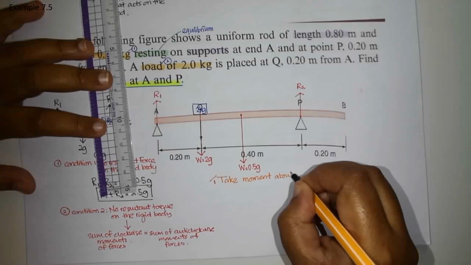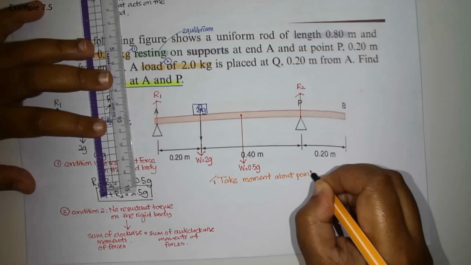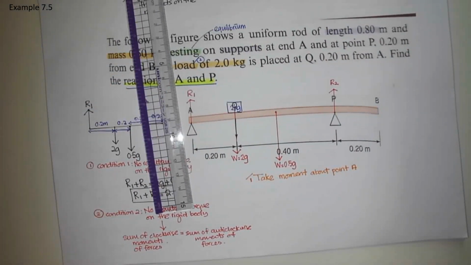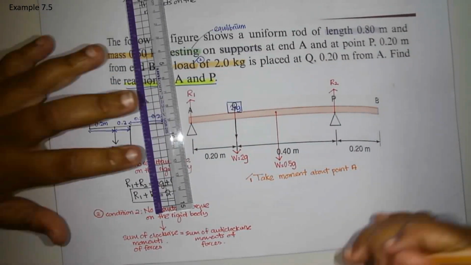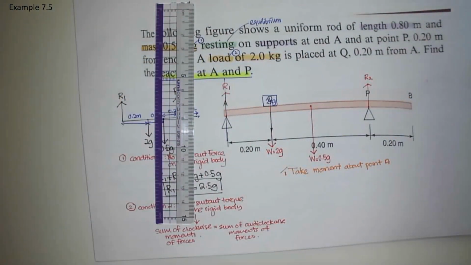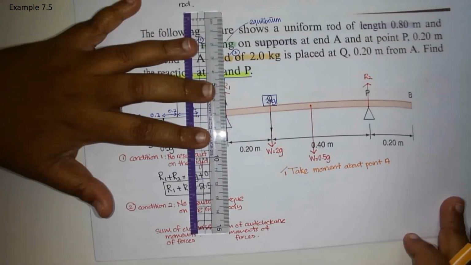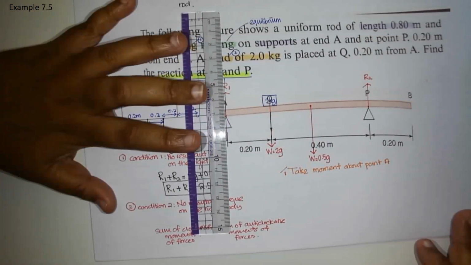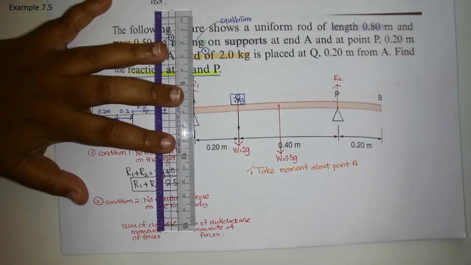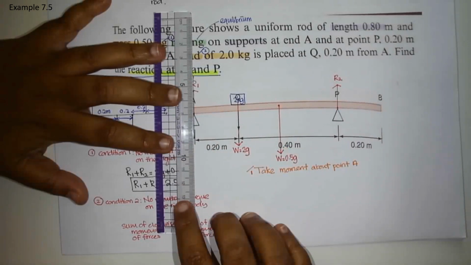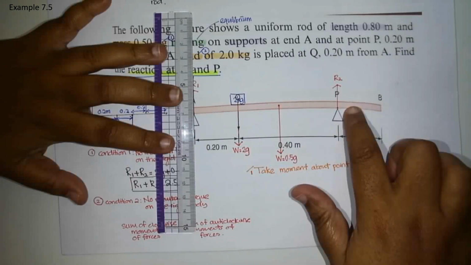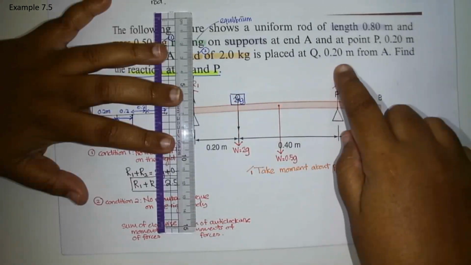So I'm going to write here, take moment about point A. I'm going to draw here, simply like that. It's not that you have to draw it, but just to let you all see that I'm taking moment from here. I'll put my ruler here. Now there are 3 forces to be considered, that means 3 moments: the first moment, second moment, third moment.